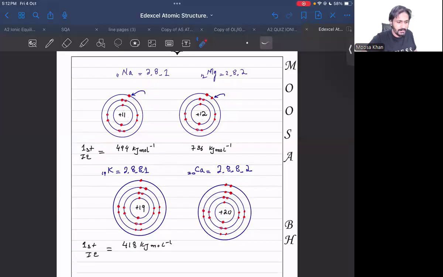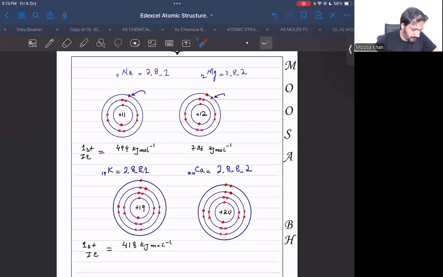Got it? Effect of shielding is more significant as compared to the effect of nuclear charge. That's it. Even if you compare the first ionization energy of magnesium and calcium, again, there are greater number of shells. So what do you expect? First ionization energy of calcium should be smaller than magnesium. But first ionization energy of calcium should be greater than potassium.